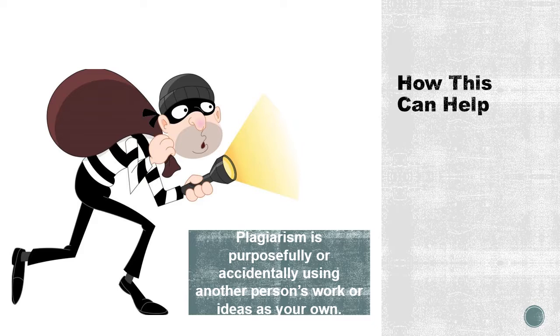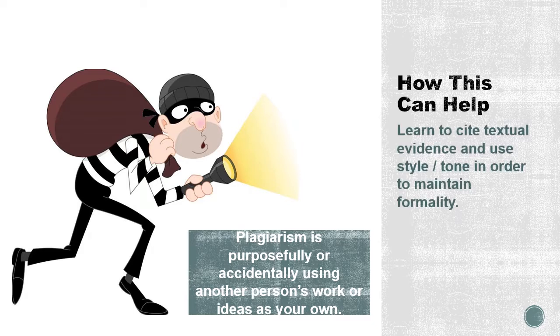So one of the things that we're working on in this unit is citations, but this is something that, as with many things in English, spans the course of the class or goes outside of this class and affects other classes. So the way that this can help you is that we are currently working on learning to cite textual evidence and to use style or tone in order to maintain formality. In this case, obviously, we're working specifically on that citation part, but part of using citations helps you maintain your formality. It shows the reader that you take your work seriously, which is important.